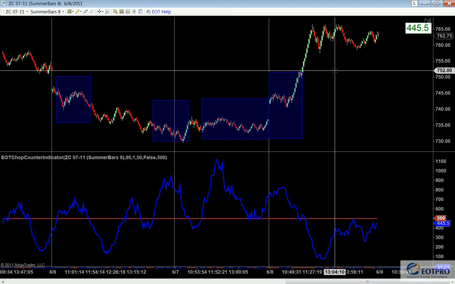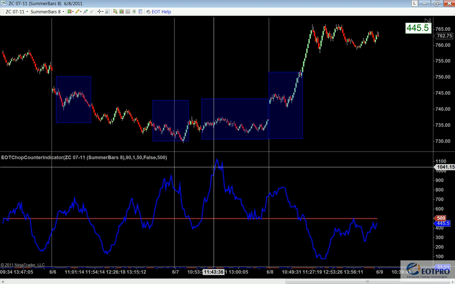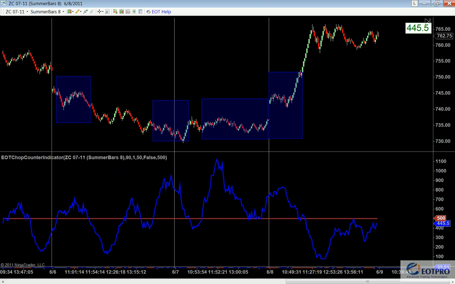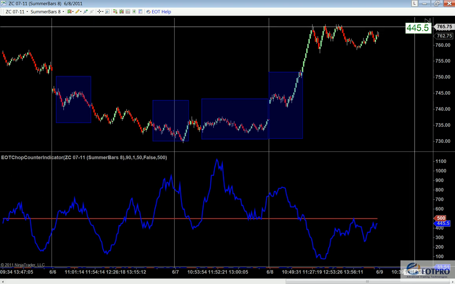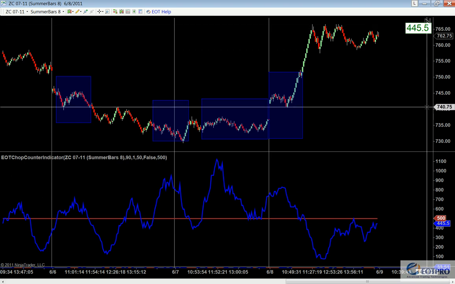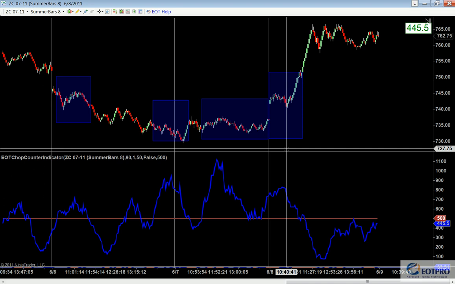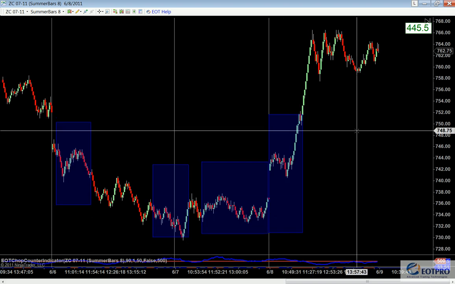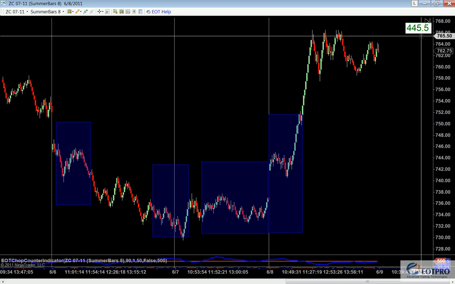This number, some people don't like to have the chop indicator on their chart. So they know if the threshold line is at 500, if this number at the top right-hand corner of the chart is at 500 or above 500, they know that, hey, I'm not going to be trading because it's too choppy. So they wouldn't even have this indicator on their chart. They would just have this number at the top.